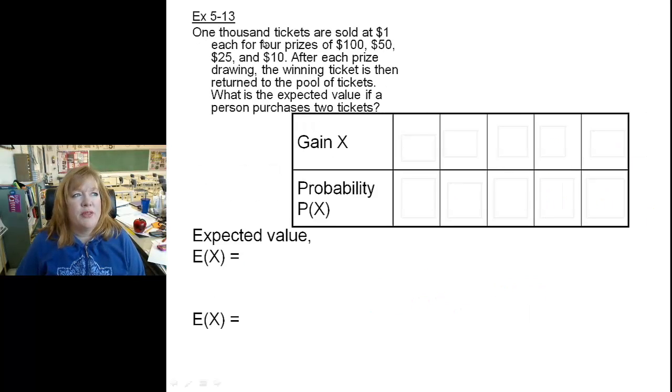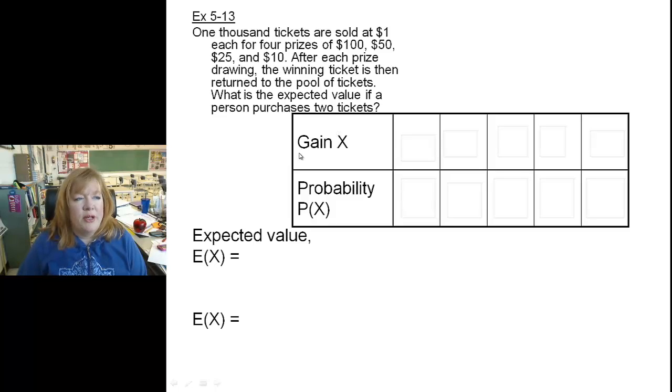Here's another one with 1,000 tickets being sold. There's 4 prizes: $100, $50, $25, and $10. After each prize, the winning ticket is then returned to the pool of tickets. What is the expected value if a person purchases 2 tickets? The reason they put this in here is so that each time there'd be 1,000 and a person could win more than 1 prize. They are buying 2 tickets.